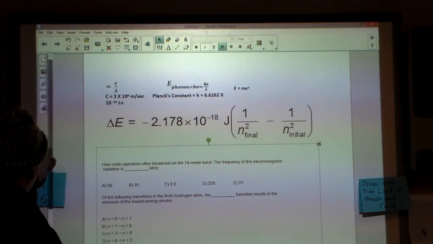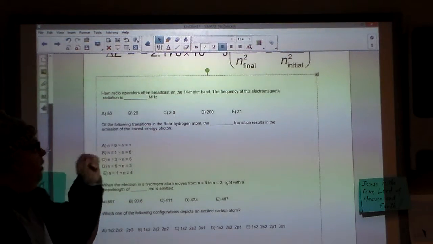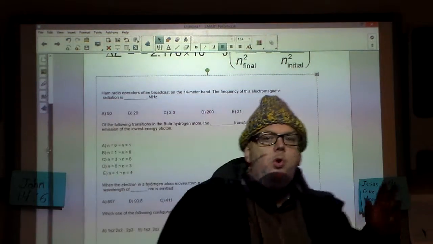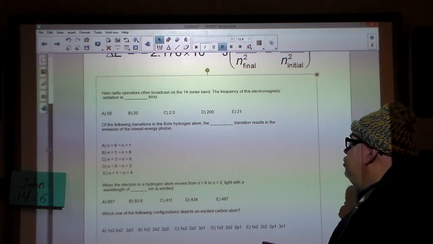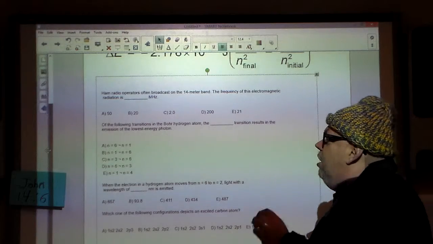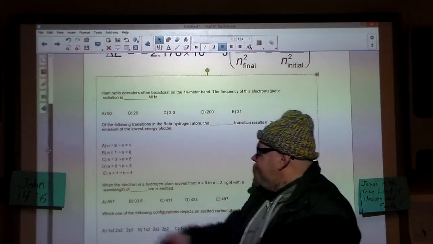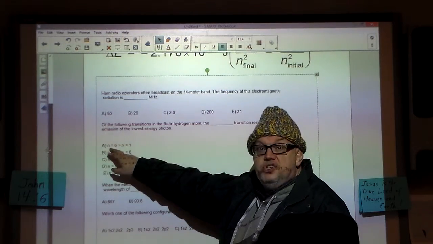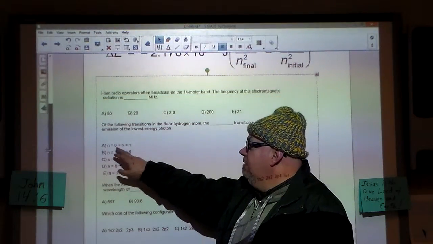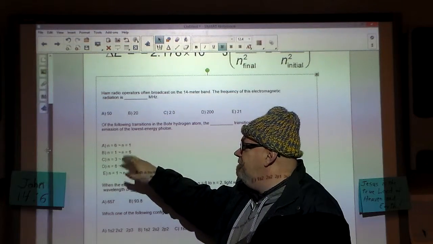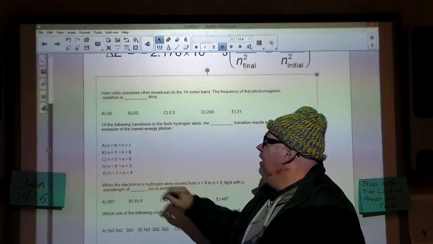Okay, here it is, as we move down here. Now, of the following transitions in the Bohr hydrogen atom, blank, the blank transition results in the emission of the lowest energy photon. So, if we were looking, this is where you start, this is where you finish. So from 6 to 1, level 6 to level 1, level 1 to level 6, level 3 to level 6, level 6 to level 3, level 1 to level 4.